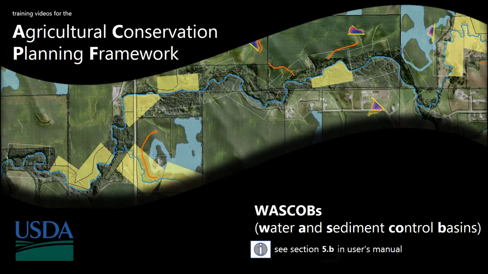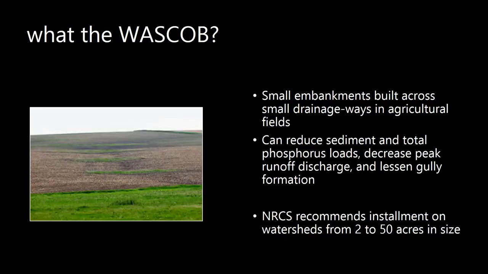In this video, we're going to go over the WASCOB tool, which will be citing water and sediment control basins. WASCOBs are more than just a funny word. They're small embankments built across small drainage ways in agricultural fields, and they have a lot of potential. They can reduce sediment and total phosphorus loads, they have decreased peak runoff discharge, and can lessen gully formation. The NRCS recommends installment on watersheds from 2 to 50 acres in size.